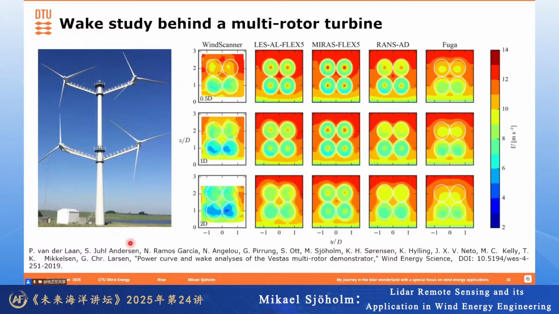And if we continue in this collection of very strange turbines, for some years we had a test turbine here with 4 rotors on the same tower, and we can do the same here, scanning the vertical plane behind it at different distances, half a rotor diameter downstream, 1D, 2D, and then compare it to various kinds of models.